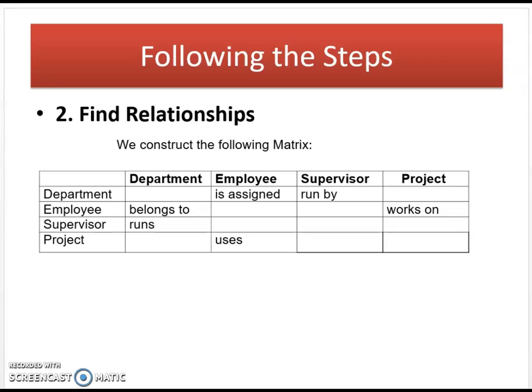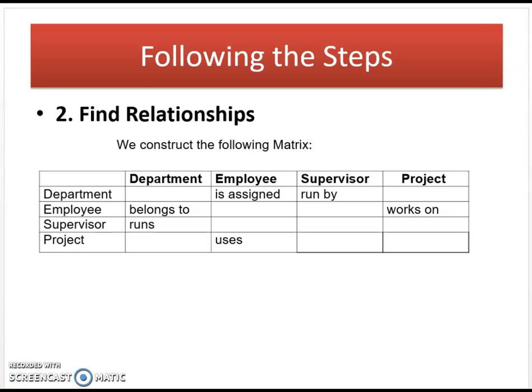The next step is to identify or find relationships between our classes. If we go back to our example, we can see that an employee is assigned to a department. A department is run by a supervisor. An employee is assigned to a project, or an employee works on a project. Those are some of the relationships that we can identify from the case study.